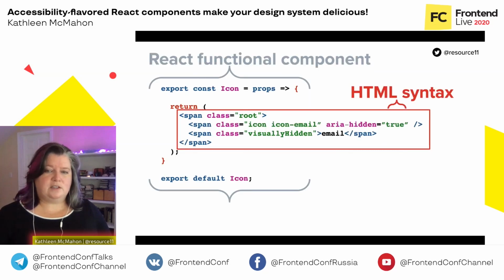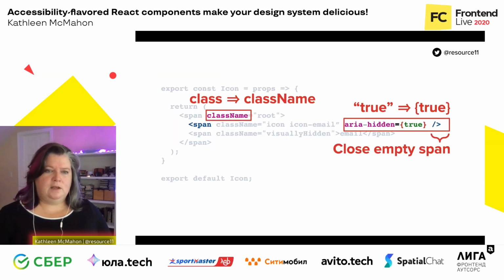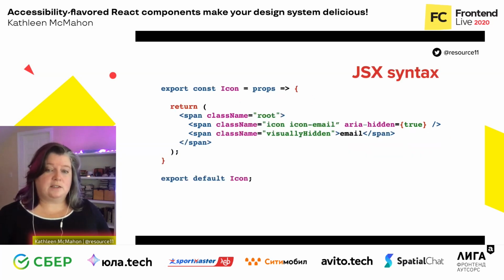Now that we have an accessible icon pattern, let's pop this into a functional component and convert this to JSX syntax. Change that class to className, convert that true string to a Boolean value, and self-close that empty span. And voila, now this is a static icon component in JSX that is accessible.